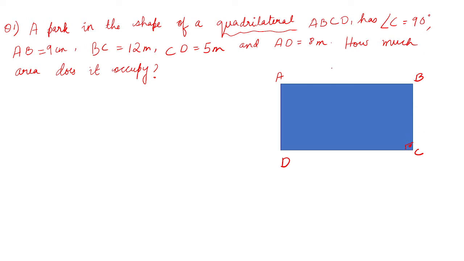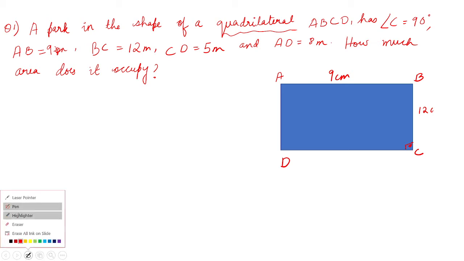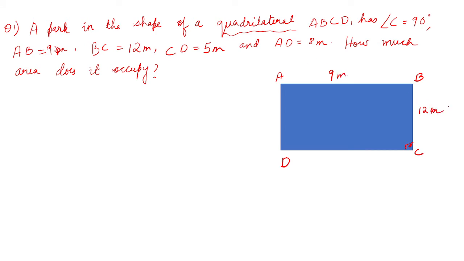Clear? AB is given as 9 meter, sorry, it's meter, not centimeter. BC is given as 12 meter, CD is given as 5 meter, and AD is given as 8 meter. Clear with that? So how much area does the park occupy?